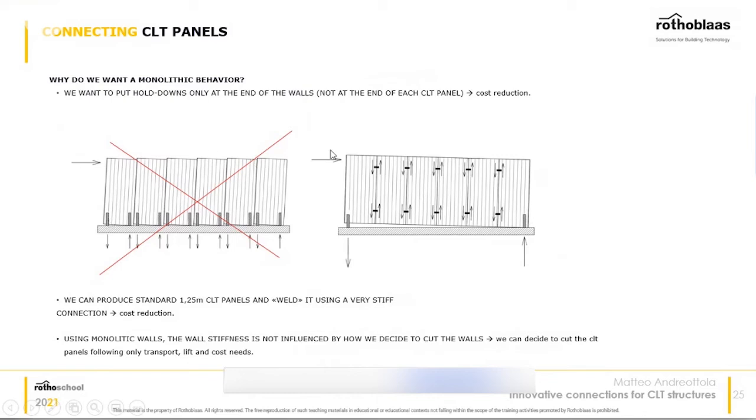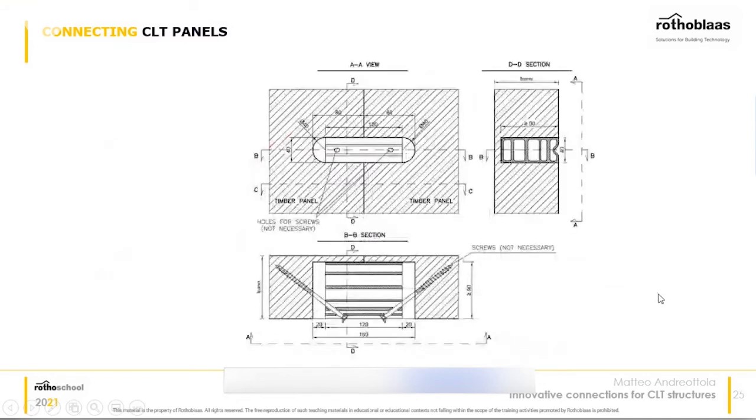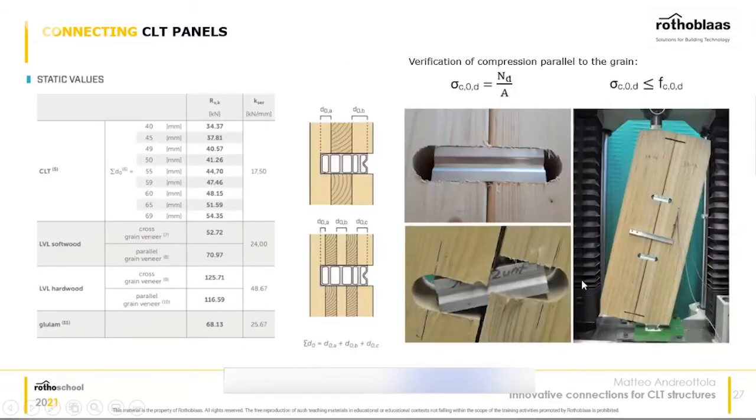So the other advantage is that instead of having a lot of hold downs like you see on the left side, you'd have a very stiff shear wall that acts really as a single piece, and that's very good for the panel, of course, and for the resistance of the panel. This is the drawing that you can find as well on the website, and on the catalogs you can find all the resistances of these connectors, and they're all there for you.